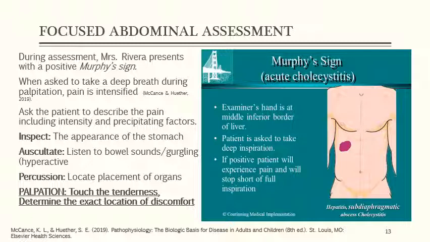Even though this is not confirmed in Mrs. Rivera's case, there are many patients that present with acute cholelithiasis that also can present with a positive Murphy sign.